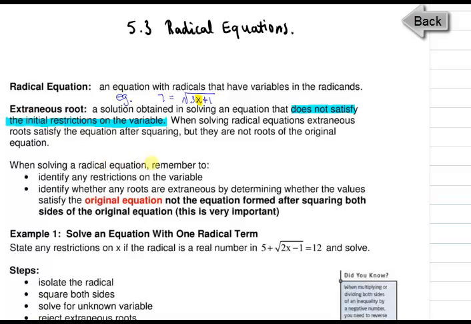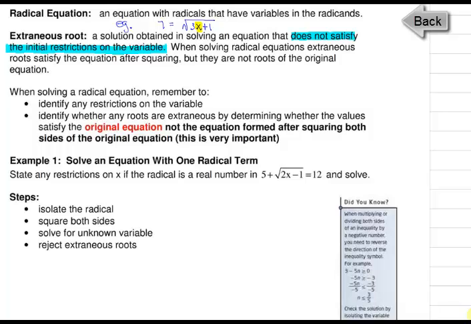When solving a radical equation, remember to identify any restrictions on the variable. Identify whether any roots are extraneous by determining whether the values satisfy the original equation, not the equation formed after squaring both sides of the original equation. This is very important. When you check your answer, you need to make sure that you plug your answer back into the original equation, not some other work that you've done, like not after you've squared it or anything.